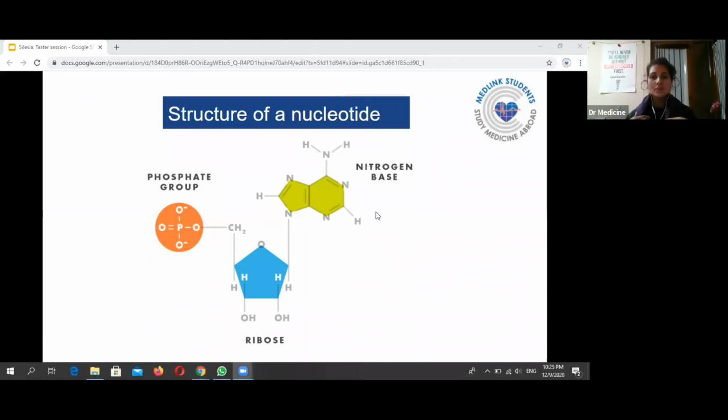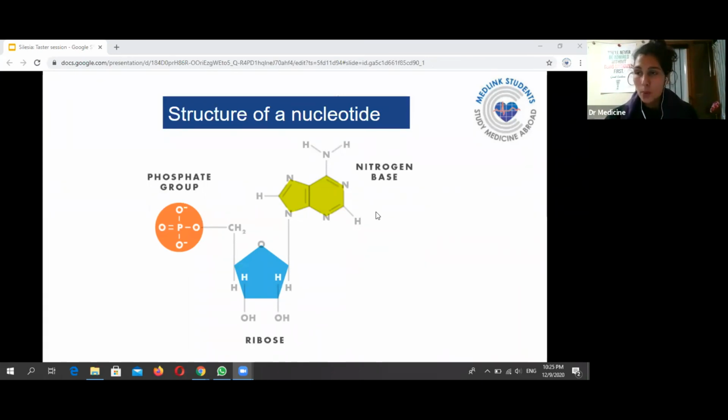Does anyone know? What bond attaches each phosphate group of the nucleotide? A phosphodiester bond. Okay, so the phosphodiester bond binds each phosphate group of the nucleotide.